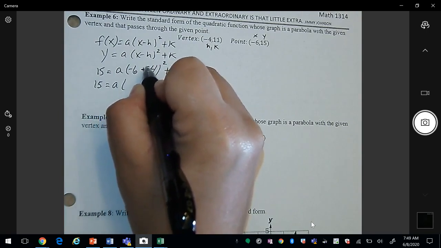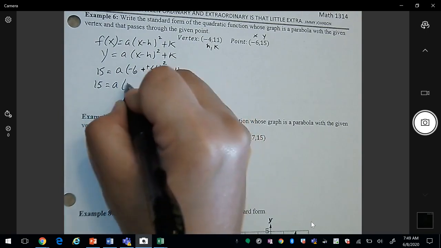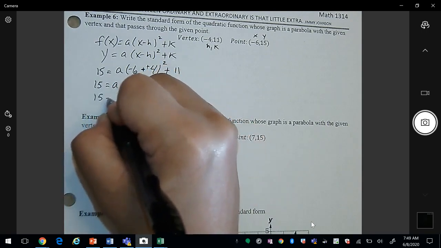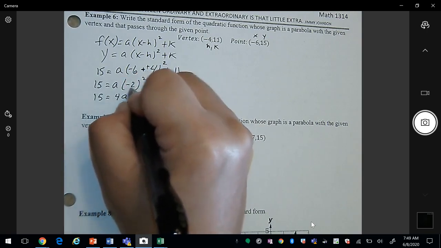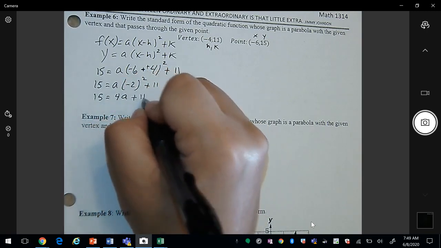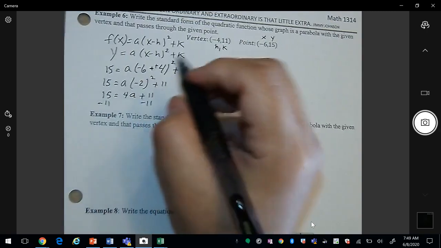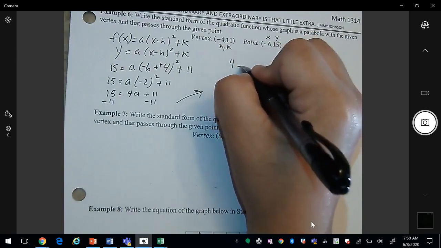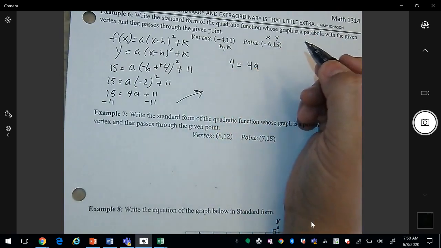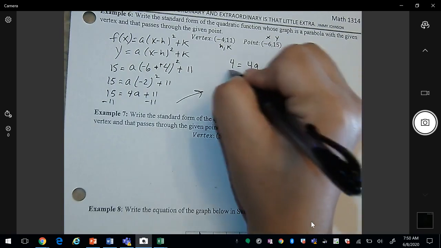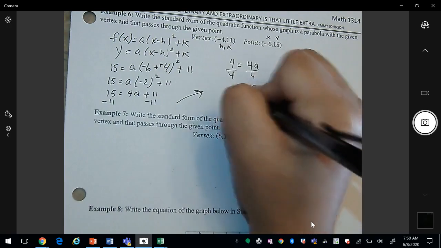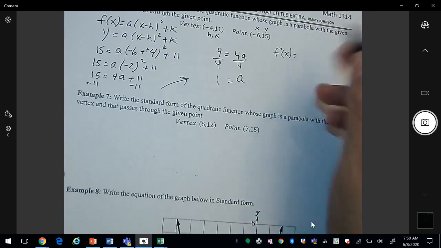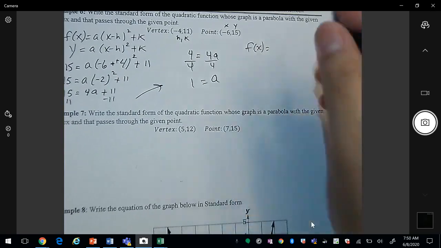So I simplify. Negative negative is positive. -6 plus 4 is -2. So this is -2 squared is 4. Subtract 11. So we get 15 minus 11 is 4 equals 4a. Divide by 4. So a is equal to 1. Okay, so once we know a, we can plug the information back in. So a is 1.